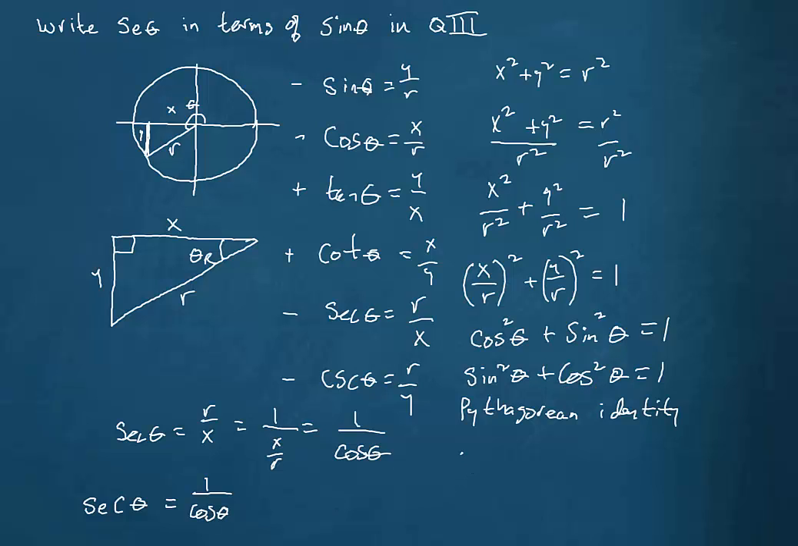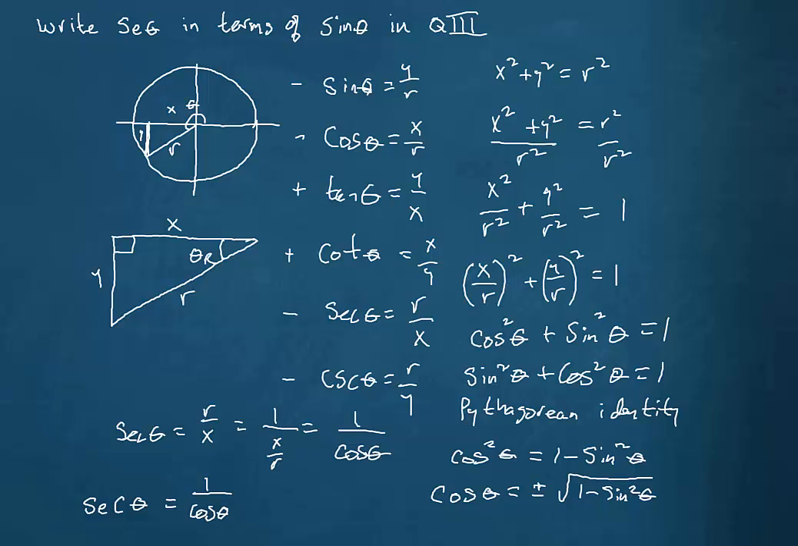Now, let's solve this Pythagorean identity for the cosine. So here's what we'd have. We would have the cosine squared of theta equal to 1 minus the sine squared of theta when we subtract the sine squared from both sides. Then, taking the square root of both sides, we would have the cosine of theta would be equal to plus or minus the square root of 1 minus the sine squared of theta.